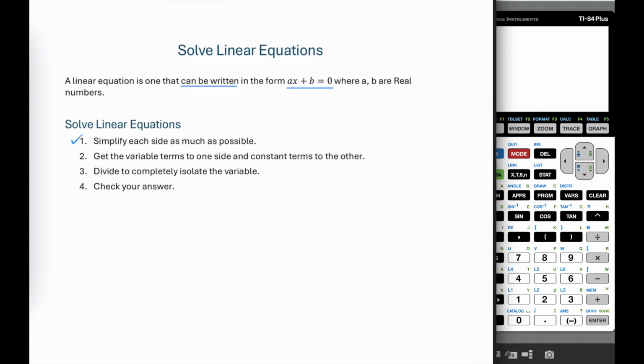First, we'll simplify each side of the equation as much as possible, and then we'll combine like terms, getting the variable terms to one side of the equation and the constant terms to the other. Let's look at an example to demonstrate these first 2 steps.